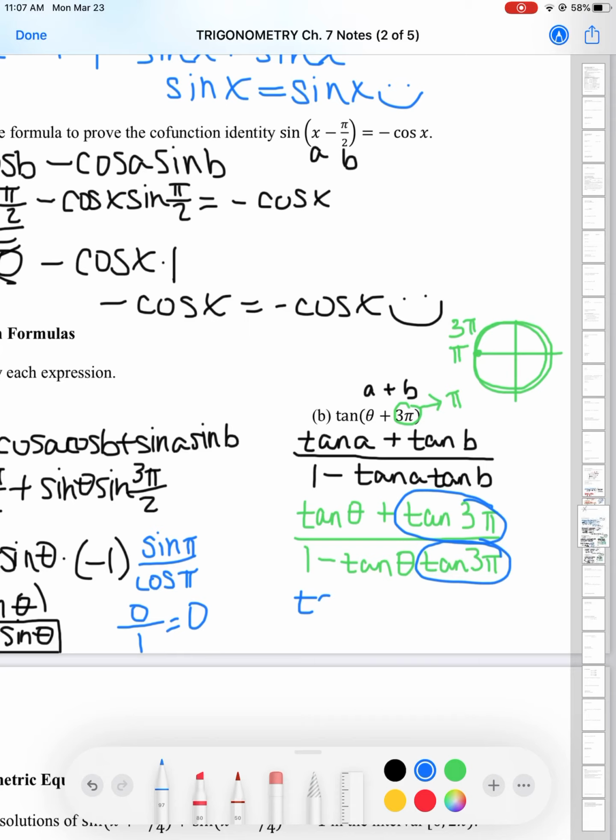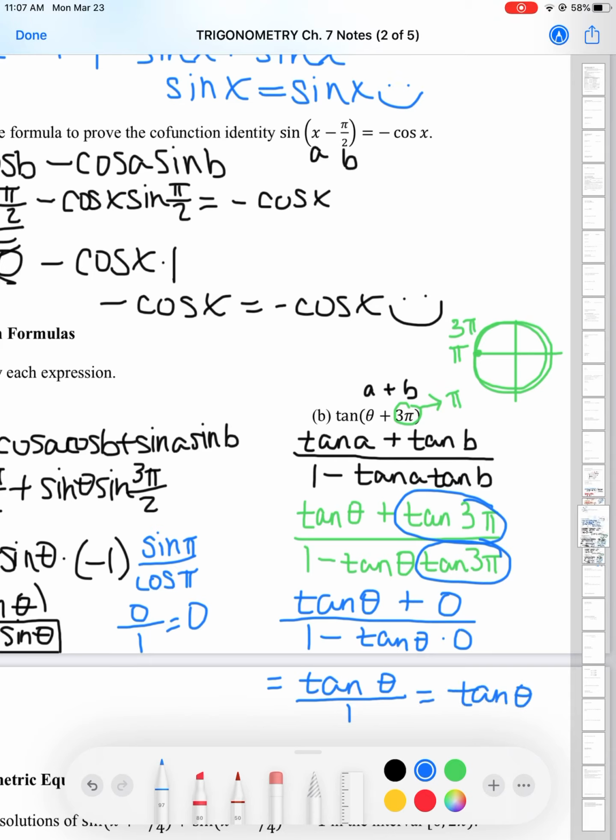So I've got tangent theta plus 0 over 1 minus tangent theta times 0. So what I've really got here is tangent theta over 1 minus 0, which is tangent theta. So again, kind of crazy that that whole thing kind of simplified down to tangent theta.